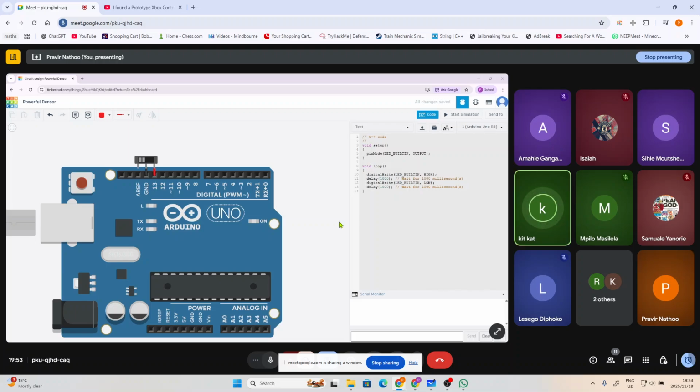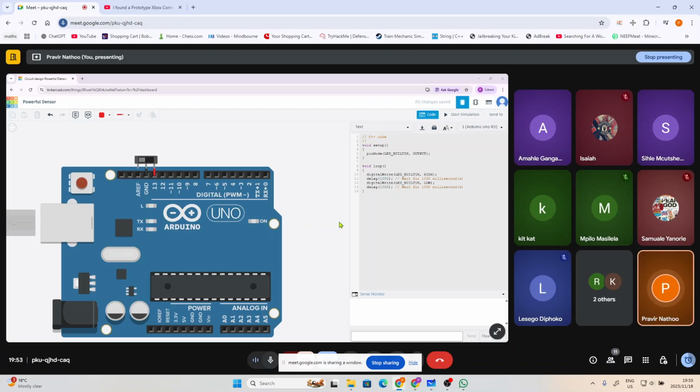Setup runs once when the Arduino system is turned on. All right. And then it's also for those modes and the Serial.begin. And then void loop, doesn't that one keep continuously going? Yeah.